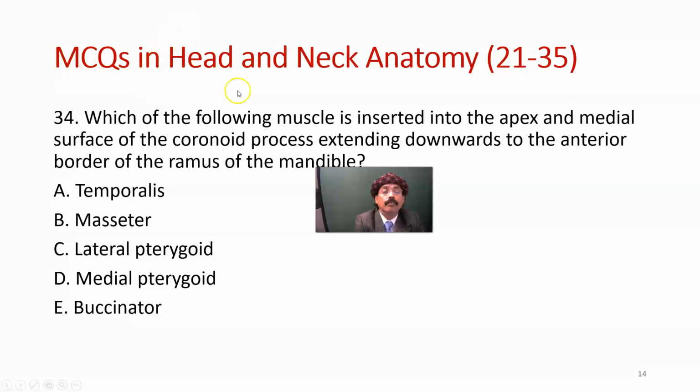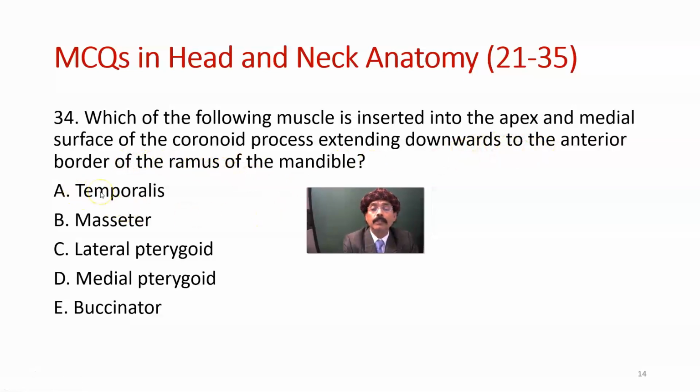Question 34. Which of the following muscles is inserted into the apex and medial surface of the coronoid process of the mandible, extending downward to the anterior border of the ramus of the mandible? Answer should be the what? Temporalis, masseter, lateral pterygoid, medial pterygoid, buccinator. What is the answer? Okay, the answer here is A, temporalis muscle. Temporalis muscle. Okay, we got that.